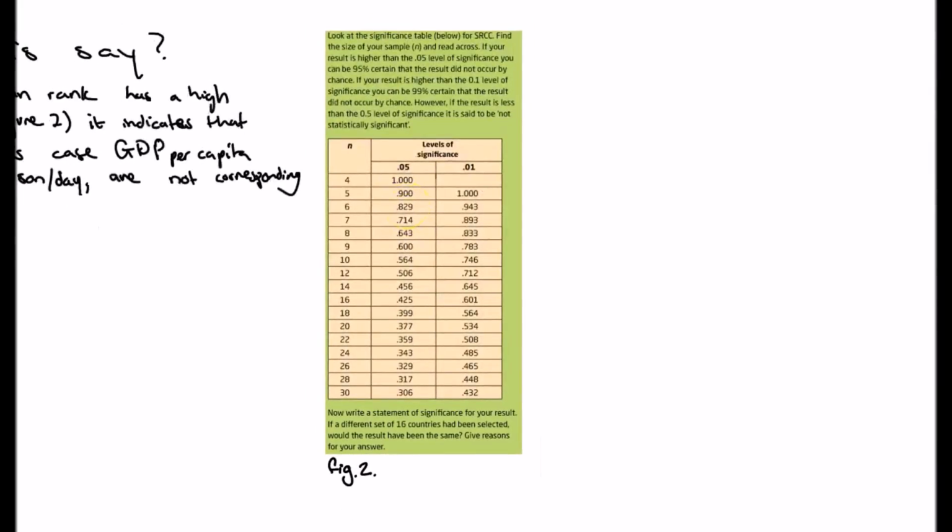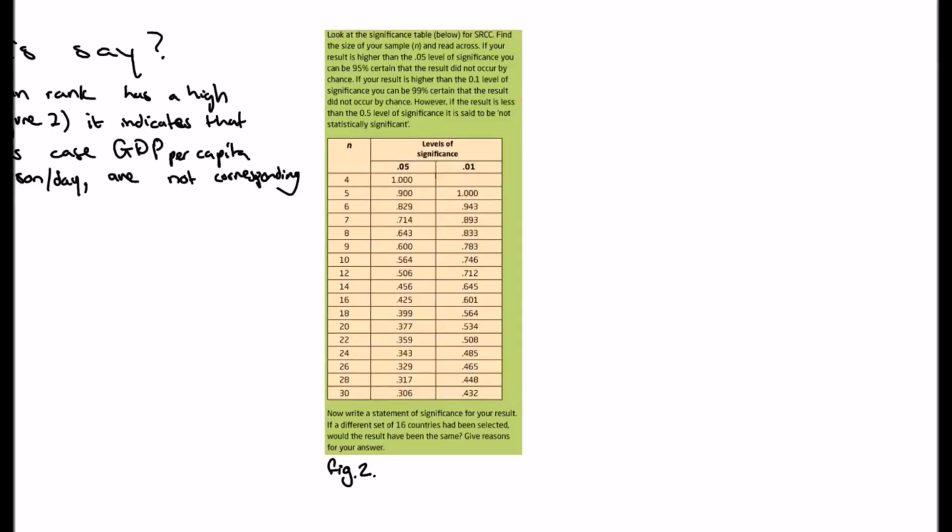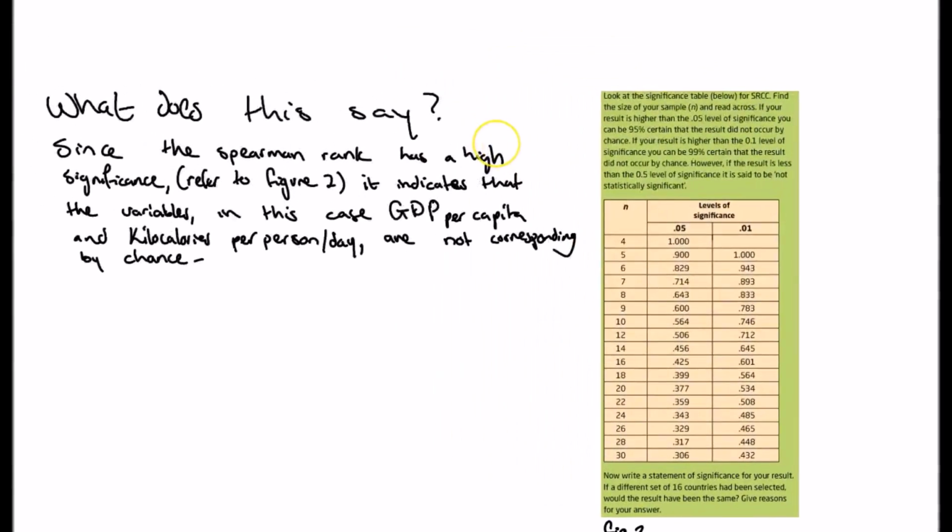And so if my level of significance is 0.01, which means that is a high significance, which is 99% certainty that the result did not occur by chance, but it is, however, a correlation. That the GDP per capita definitely has an effect on the number of kilocalories per day.